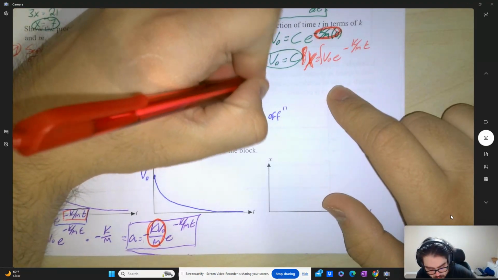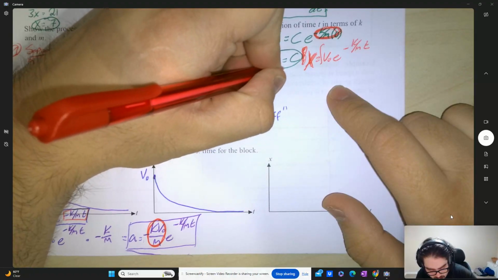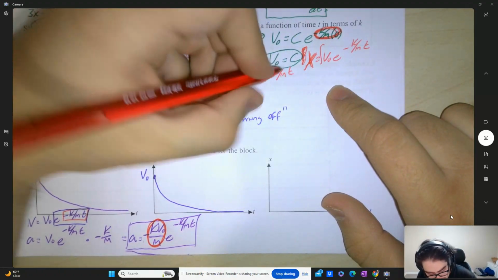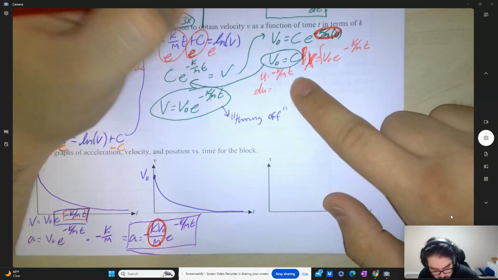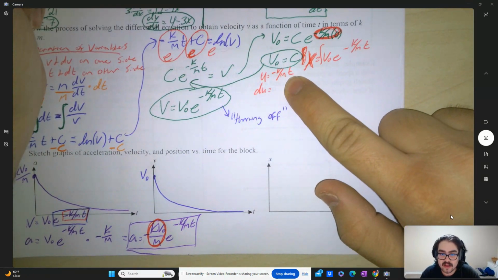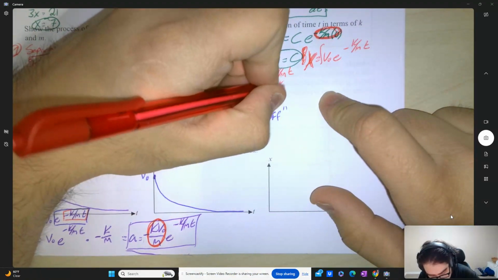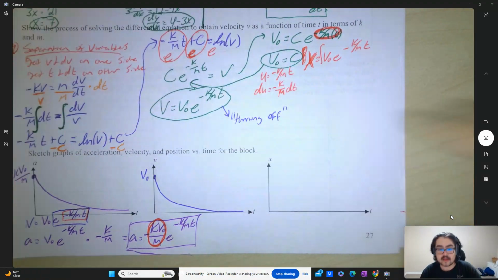Well, let's make u equal to negative k over m t, and let's make du the derivative of this function right here. That's just going to be negative k over m dt. Now here's the thing.